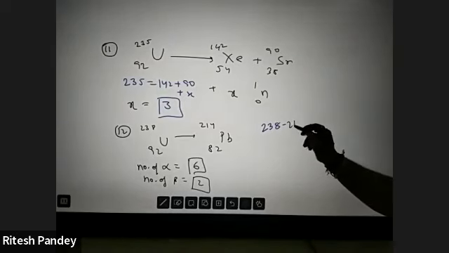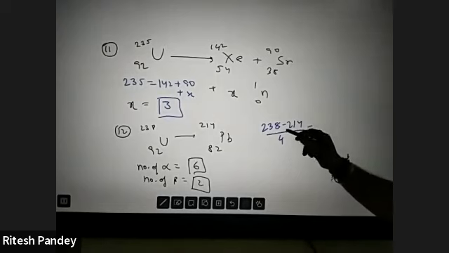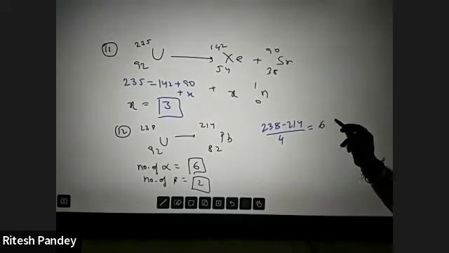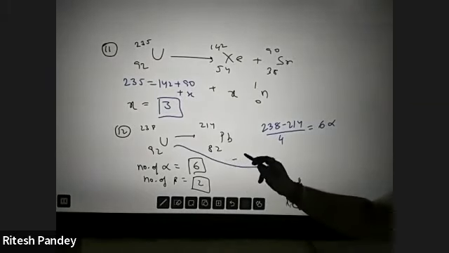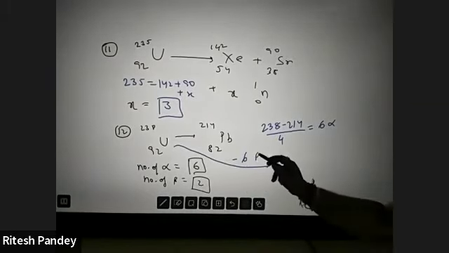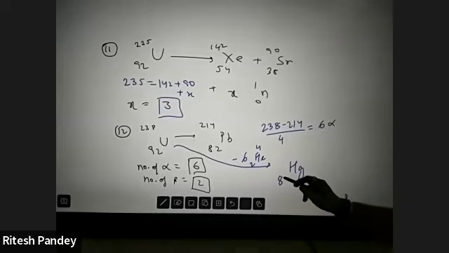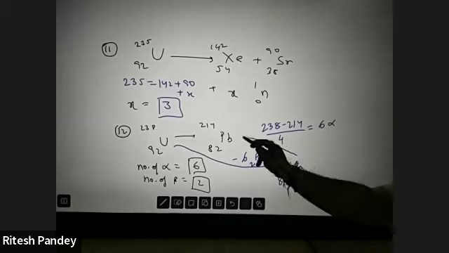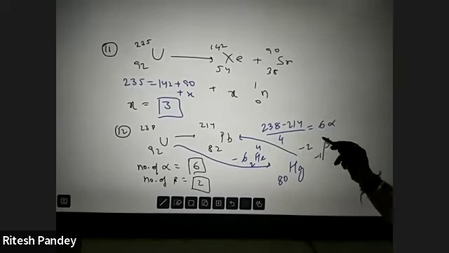238 minus 214 is how you begin, because you know this will be affected by alpha emission only. And if it's 24 by 4, you confirm it's 6 alpha. And now it's 6 alpha gone. You could very safely remove 12 hydrogen from here, and 92 minus 12 I know is mercury 80. Mercury 80 becoming lead 82 is naturally about losing 2 beta.